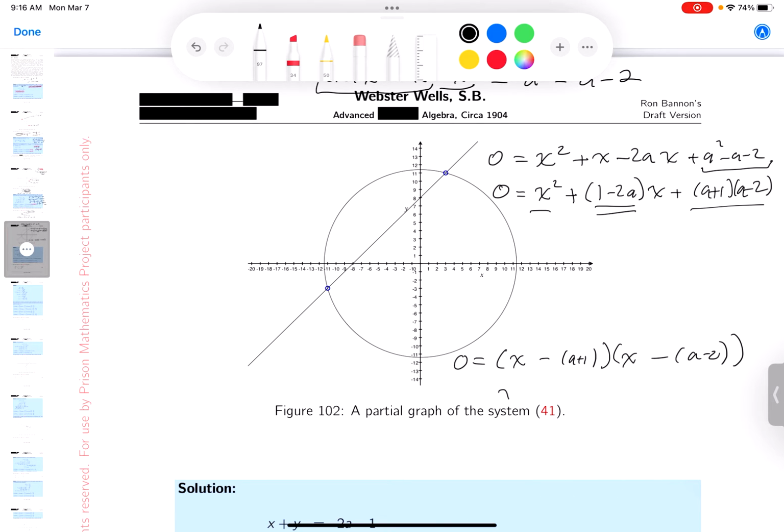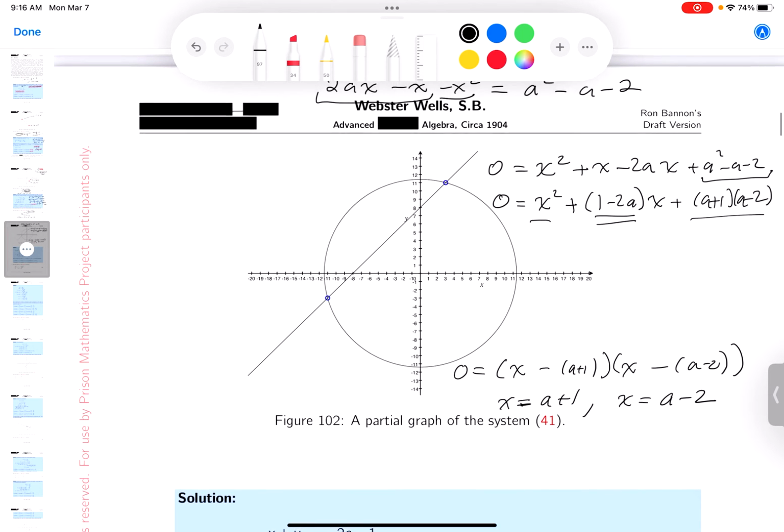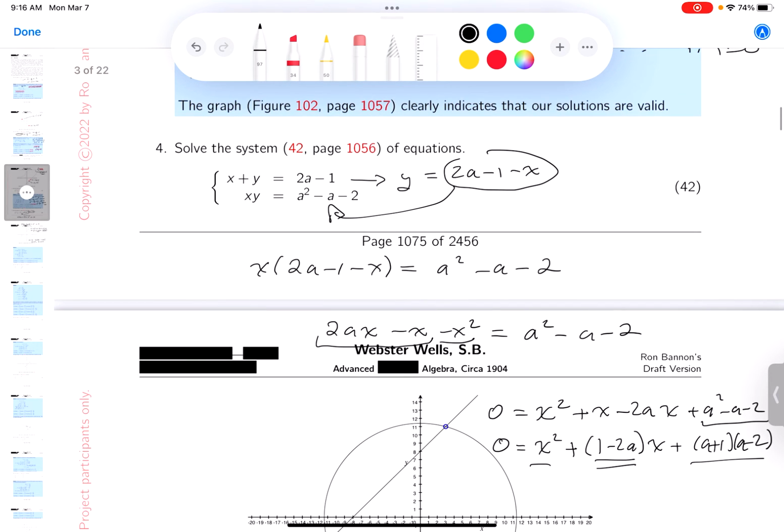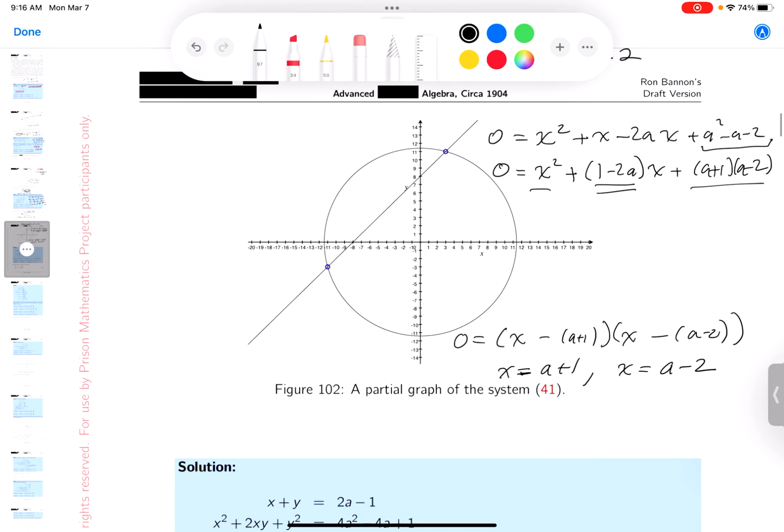What's x? x could be a plus 1. That makes the first factor 0. Or x could be a minus 2. All right, now someone says, what do you do now? Well, you know y is 2a minus 1 minus x. You plug it in. So let's see, 2a minus 1, I'll write this over here for you, minus a minus 1. What does it give you? a minus 2.